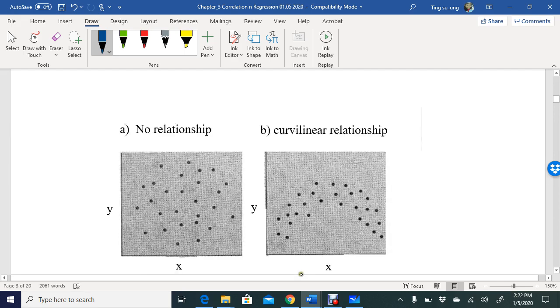Obviously you can see that for A, you don't have any relationship here. You can see the plot here is rough. There is no pattern of a straight line having a positive slope or negative slope, right? Same goes with this one. You can see that it goes in a curve up to a maximum point like this. So it's a curvy, non-linear relationship.